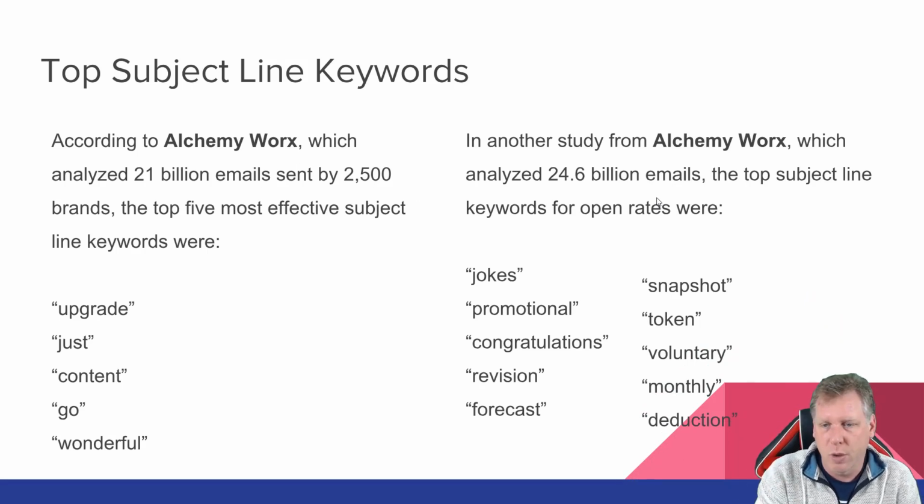So I'm not going to go into every word on every slide because you can pause this video and take them away. But these are words. So top 5 most effective subject line keywords: upgrade, just, content, go, and wonderful. Another study. You can read them for yourself. Jokes, promotional, congratulations, and so on. These people have studied, in these cases, billions of emails. So whether they're email subject lines or headlines on landing pages, these are words that you must take notice of. It's like a thesaurus that's tuned into conversion rates.